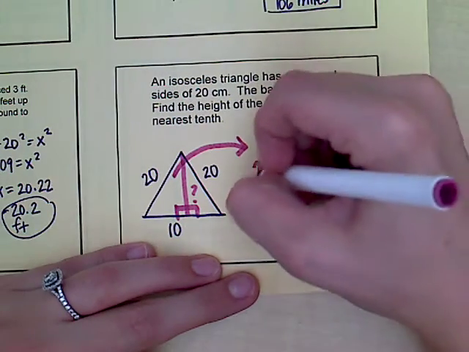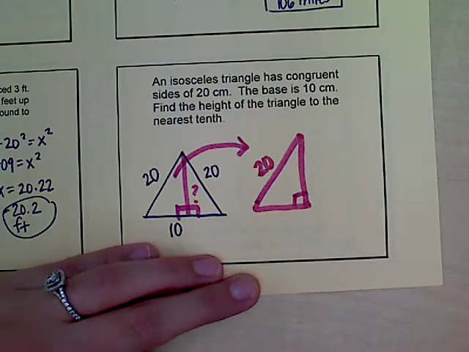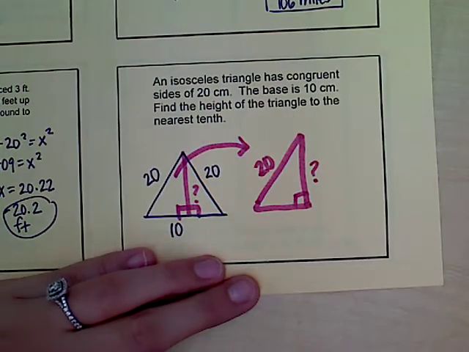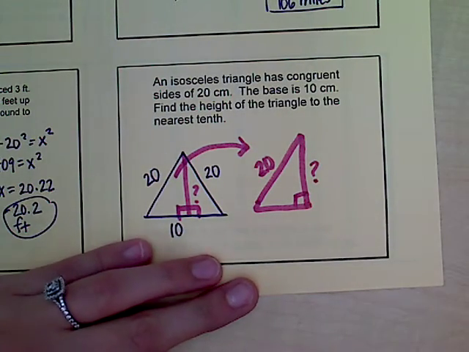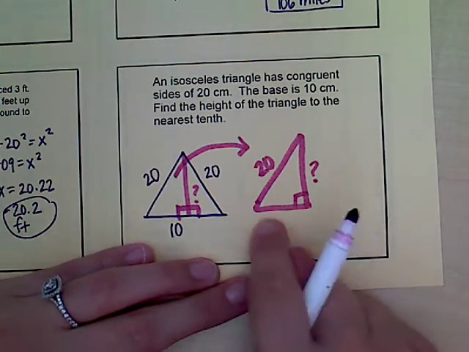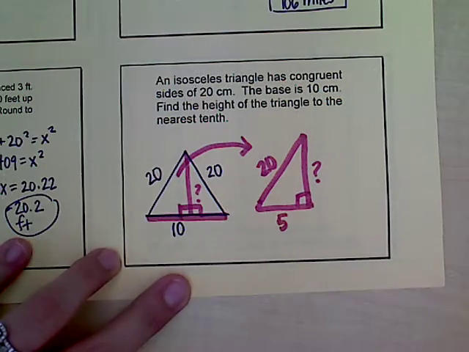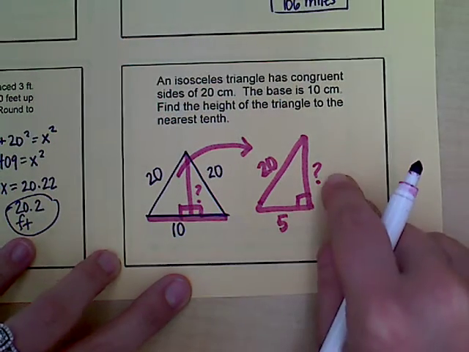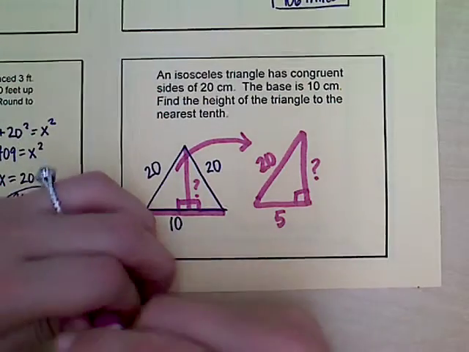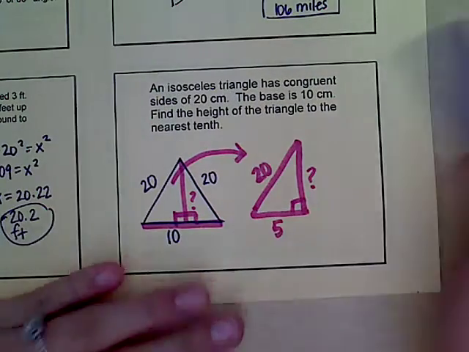I know that my side is 20. My height is what we're trying to find, and we have to be really careful. This is the place where people mess up. This is not 10. This whole thing is 10, so just half of it is 5. So I have a right triangle with a leg of 5, a missing leg, and a hypotenuse of 20. Again, Pythagorean theorem.